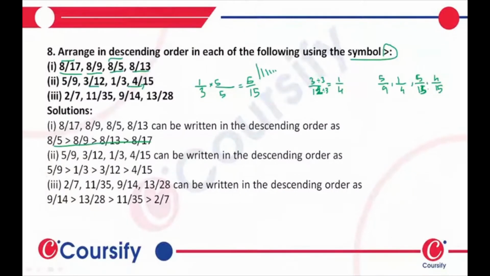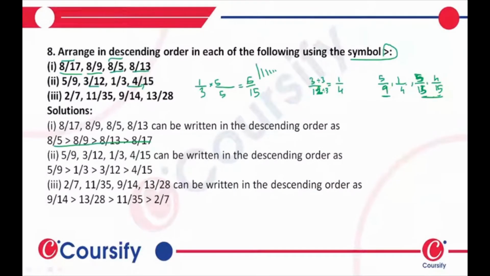It's still confusing. This number obviously is bigger than this number that we know, but it's a little bit confusing whether 1 by 4 is as big as 4 by 15 or not. So what do we do here? We know that 5 by 15 is the biggest between these two. And this 5 by 9 is bigger than 5 by 15, because the denominator is smaller, and so it will be bigger. 5 by 9 is bigger than these two numbers.